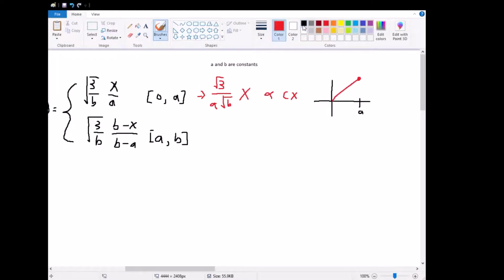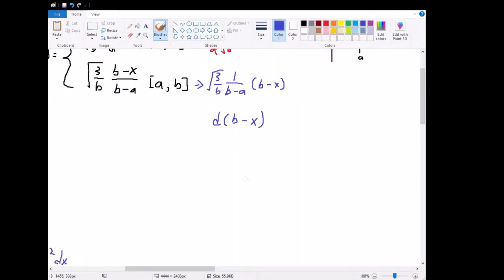In the same logic, down here we have square root of 3 over b multiplied by b minus x divided by b minus a. The first thing we can do is split this apart into multiple terms. So we have square root of 3 over b multiplied by 1 over b minus a multiplied by b minus x. And this entire term at the front, square root of 3 over b times 1 over b minus a, is just one big constant. Let's call this constant d. So this is equal to d multiplied by b minus x.